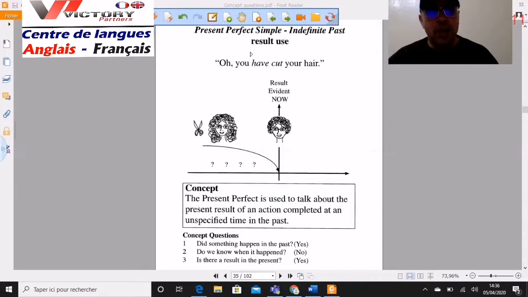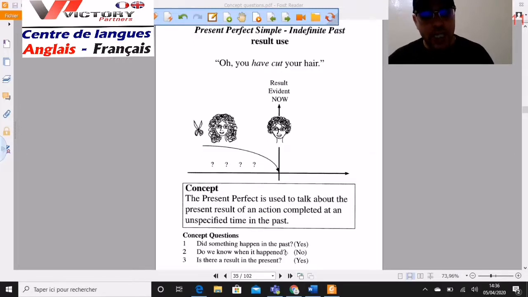Another use of the present perfect is indefinite past, which means the time is not given. We don't know when the action happened. We have an example: Oh, you have cut your hair. So you cut your hair sometime in the past, and now there is a result. Your hair was long, now it is short. So there is a connection between the past and the present.